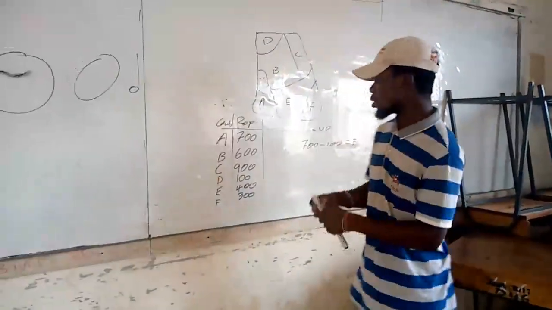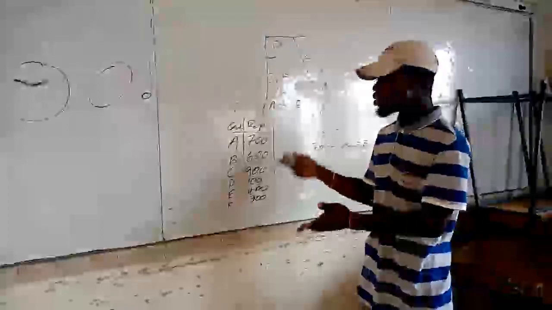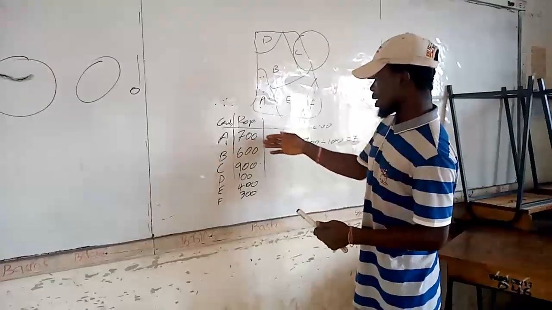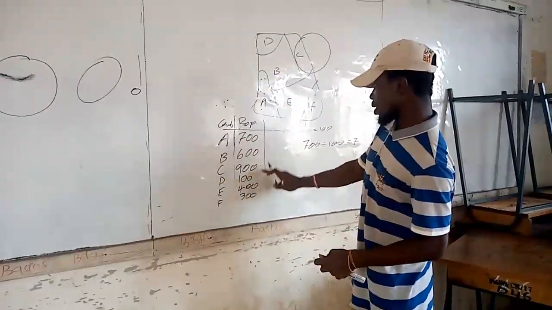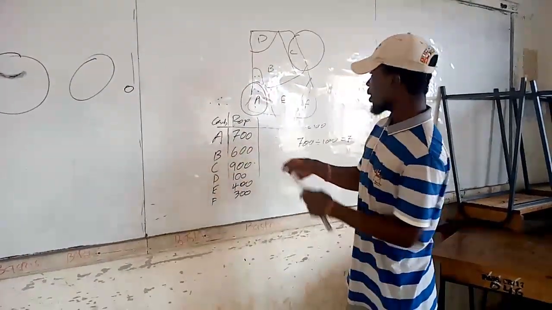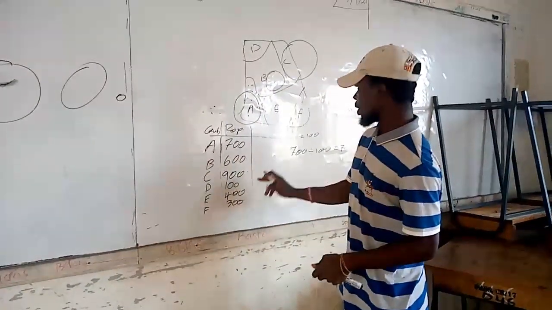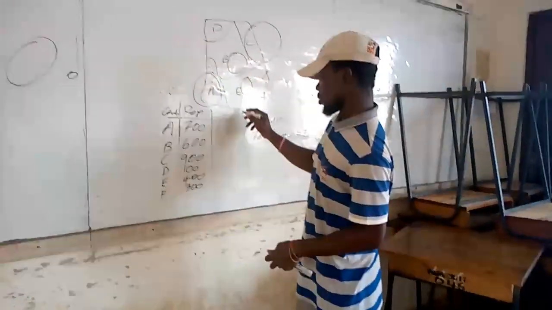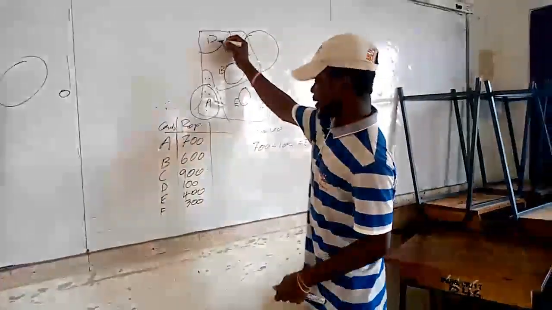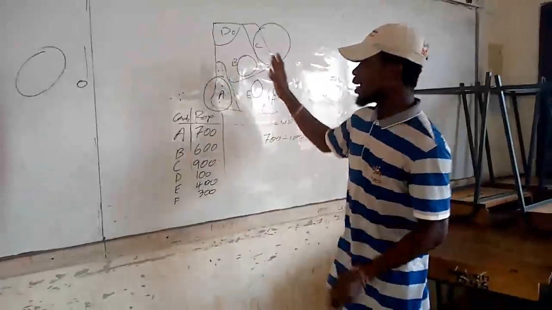But with proportional circles, the highest is town C. Based on our scale factor, we will work it out and have something like this. Then the next one is A, which has a slightly bigger circle. B is 600, a little bit smaller. E is 400, and then F, and then D, which is the smallest, will have something like this. So that's the difference between proportional circles and dot maps.